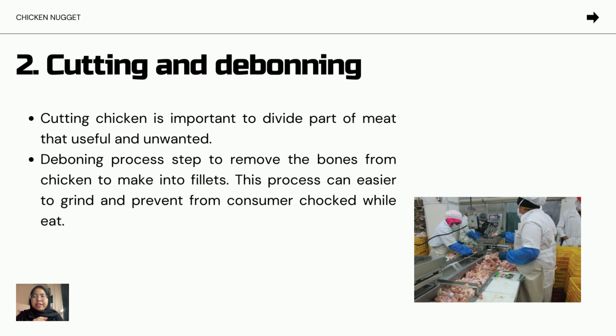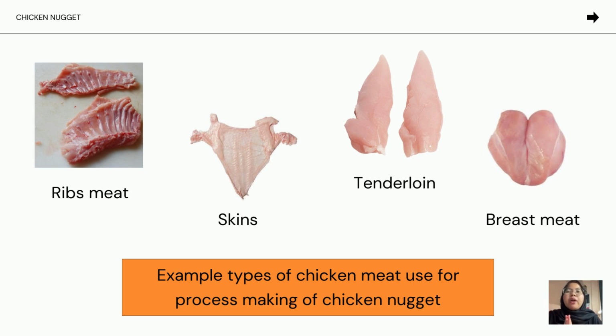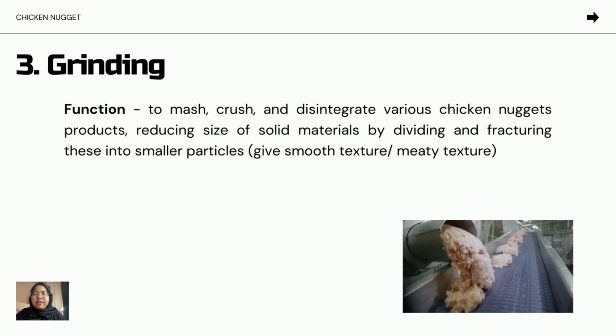The second step is cutting and deboning. Cutting the chicken is important to divide the parts of meat that are food from the unwanted parts. The deboning step is to remove the bone from the chicken to make fillets. This process makes it easier to grind and prevents consumers from choking while eating. These are examples of types of chicken meat used in making chicken nuggets, such as rib meat, skin, tenderloin, and breast meat.